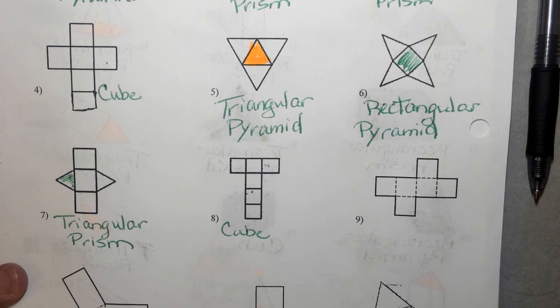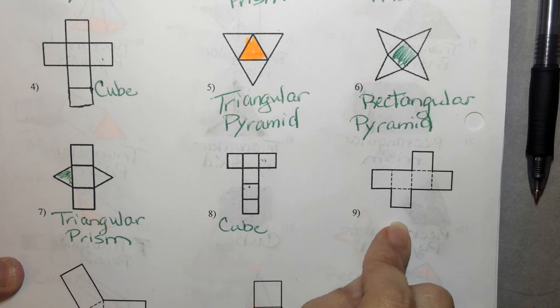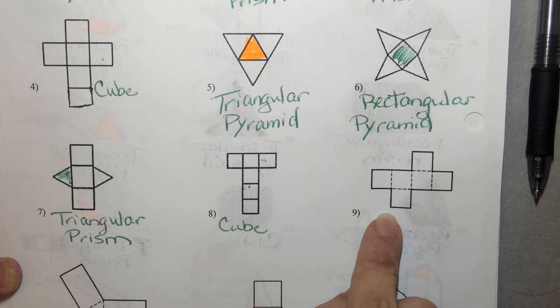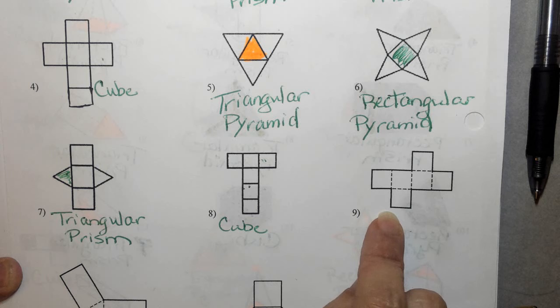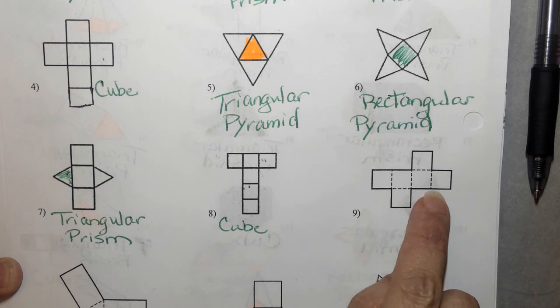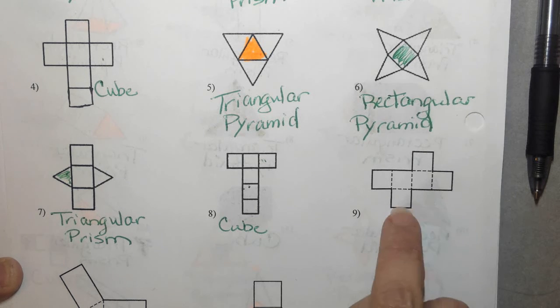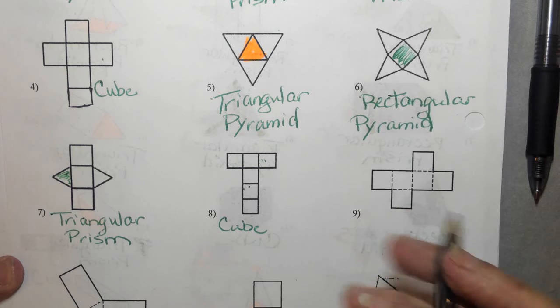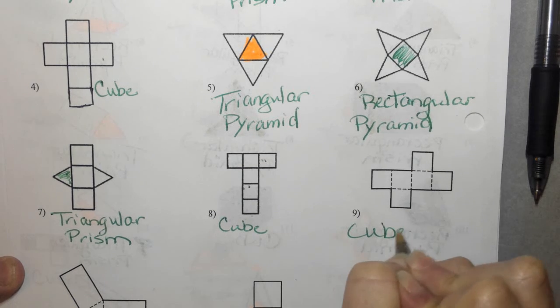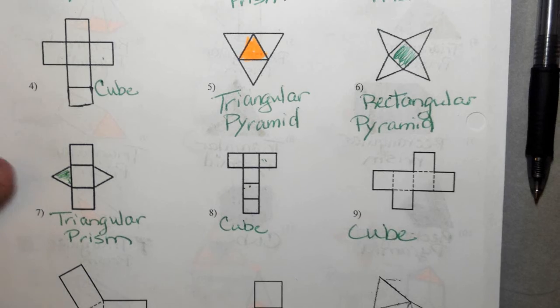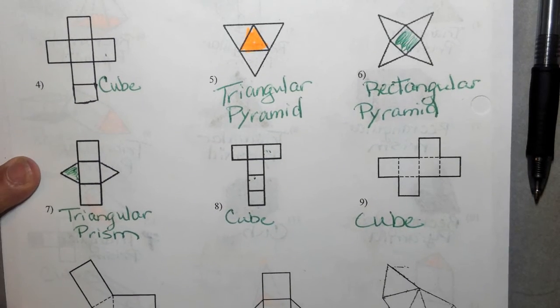Okay? 10, 11, and 12. We're getting there. And relax. Number 9. Could it be a cube? How many little middle boxes? 4, and 2 flaps that are also the same shape. So it could be a cube. It is also a cube. They're trying to show you that these nets can be drawn all different ways.